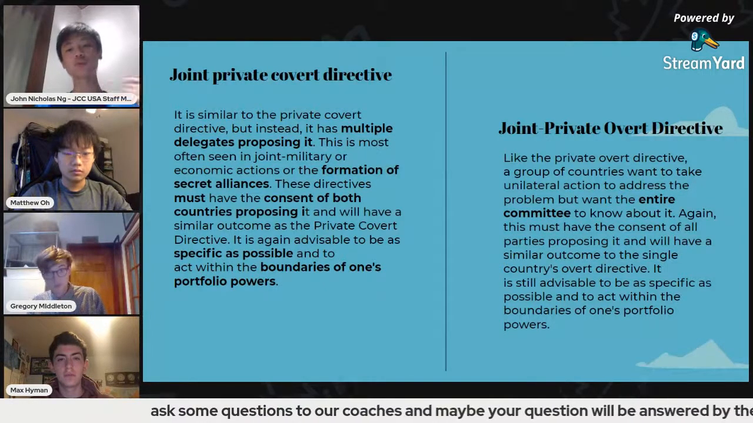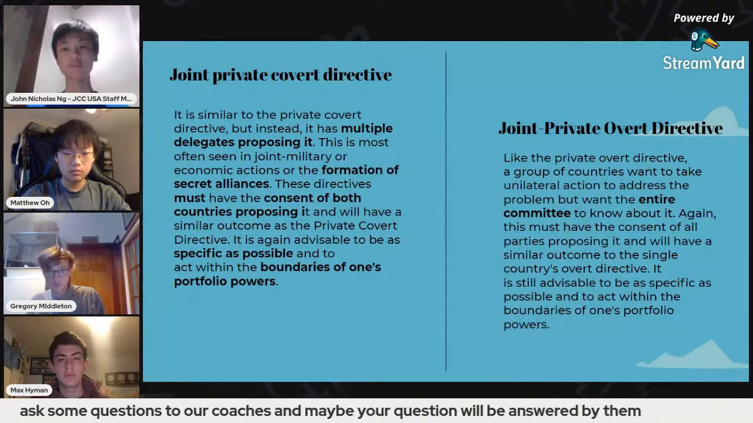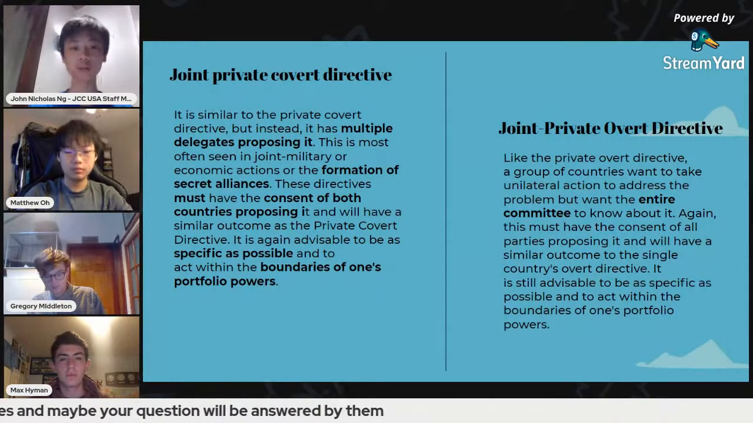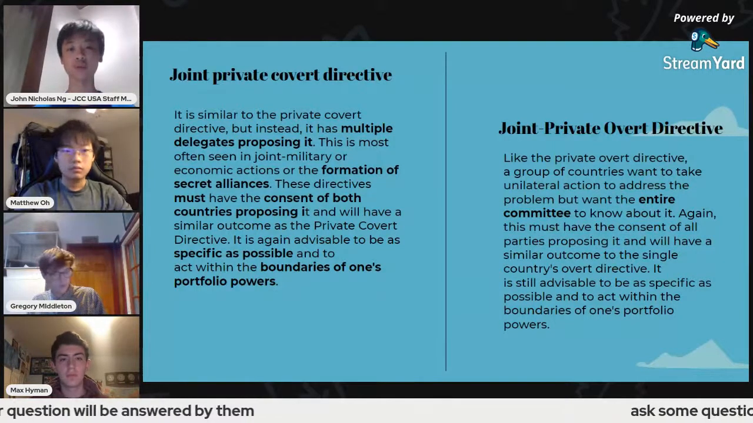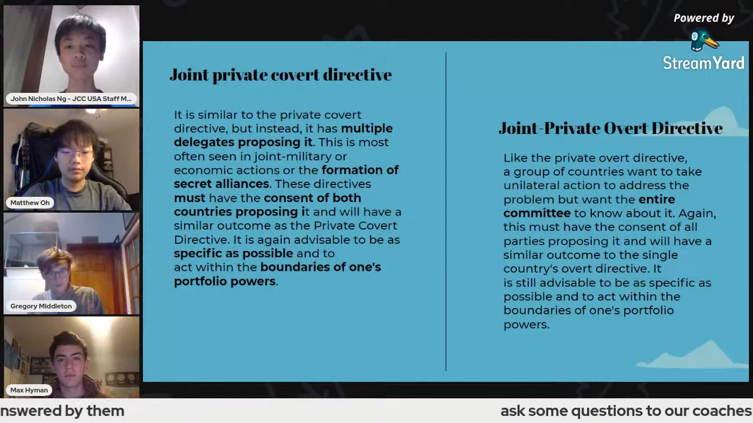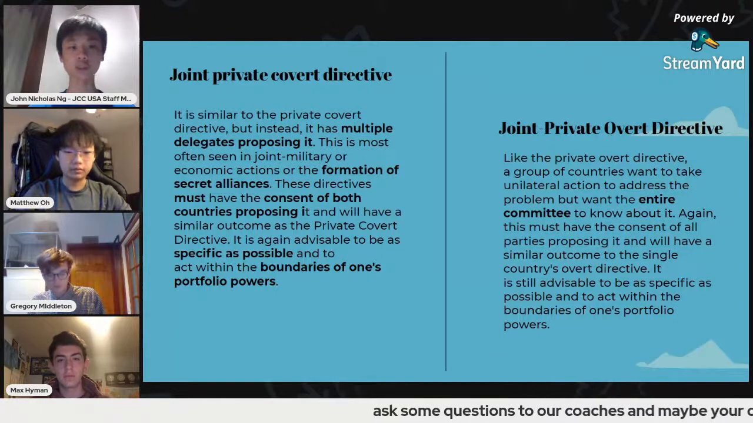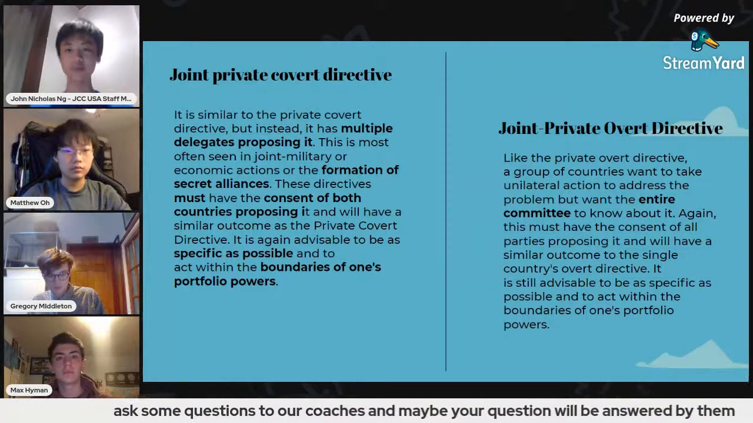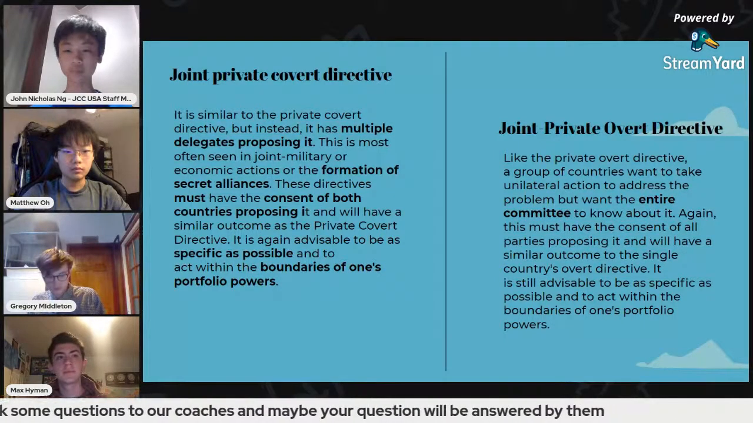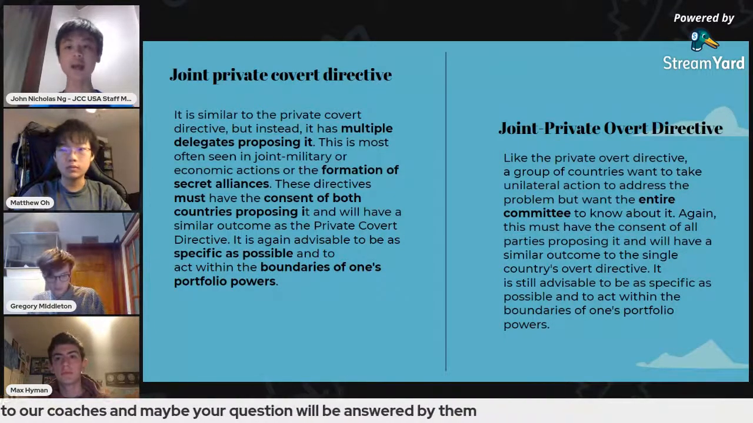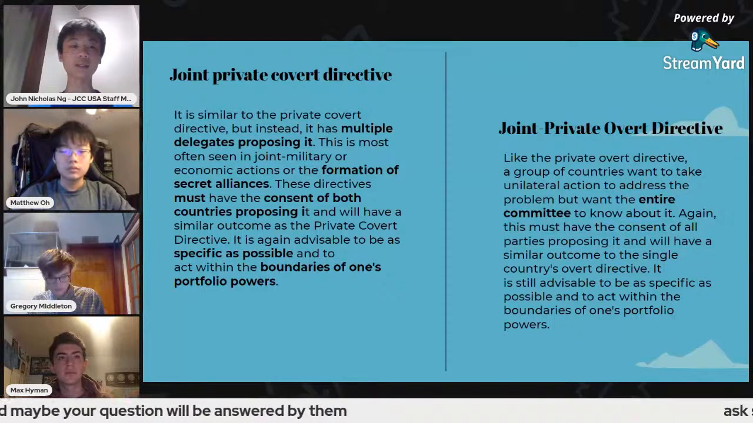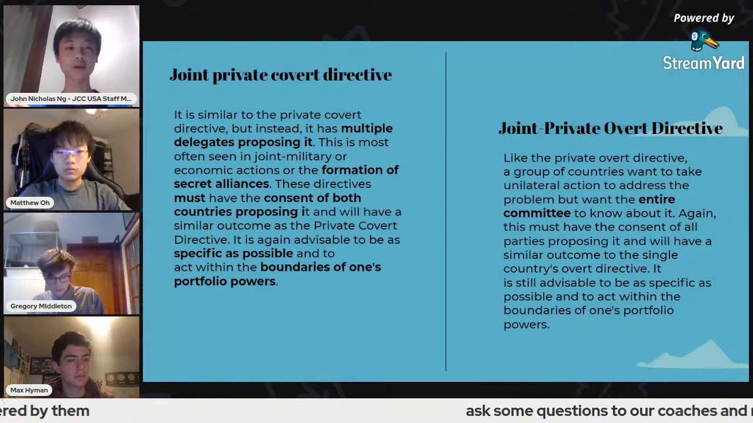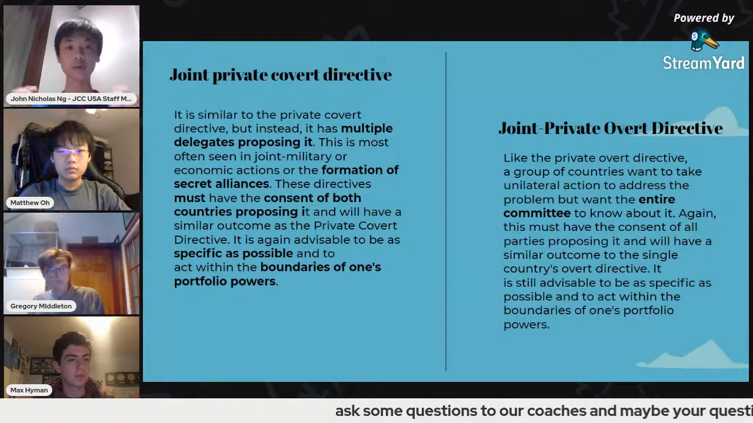And now we move on to joint private overt directive. So it's like a private overt directive where a group of countries want to take action and voice it out to the rest of the committee, and therefore the staff members will voice it out. Again, there has to be consent of all parties proposing it, and basically it needs to have the same objectives as proposing a private covert directive, except that the entire committee will know.